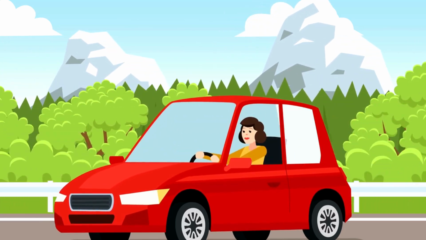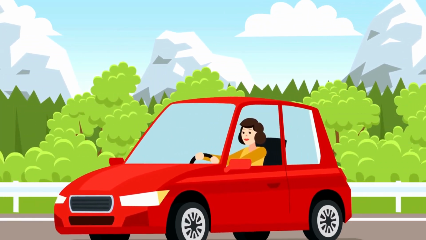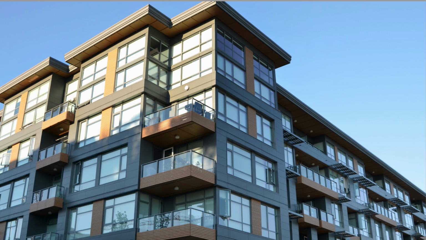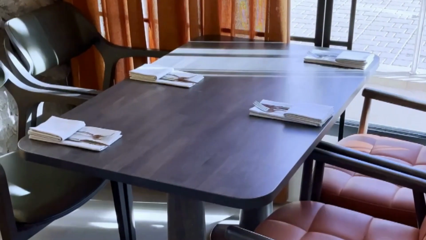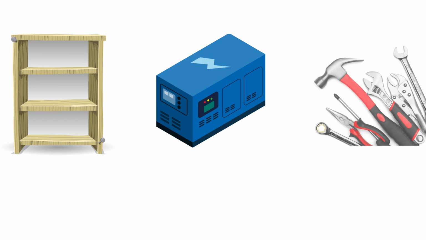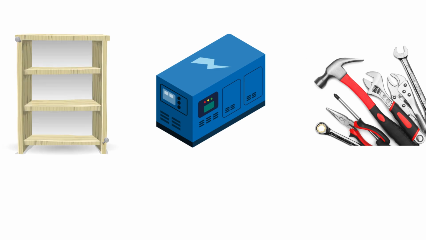under IAS 16. Other common examples of property, plant, and equipment, PPE, include land and buildings used for operations, office furniture like desks, chairs, and cabinets, electronics such as printers, calculators, and company phones, shelves, generators, or industrial plants for operations, and tools for the company are also examples of these assets. These are all tangible assets that help a business run and are used for more than one accounting period.